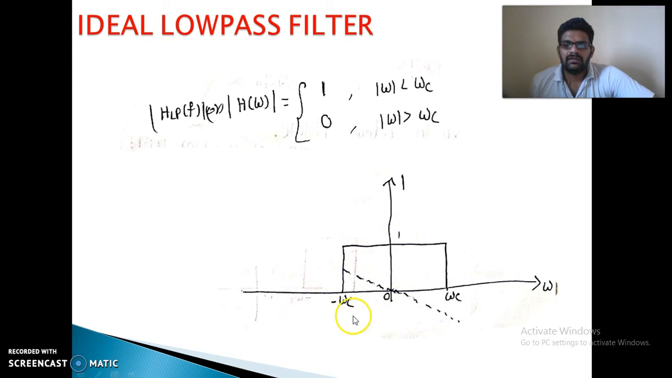Graphically, this is the output possible. Remaining all are suppressed, and only these components are transferred. The dotted line indicates the phase response, and it exhibits linear phase.